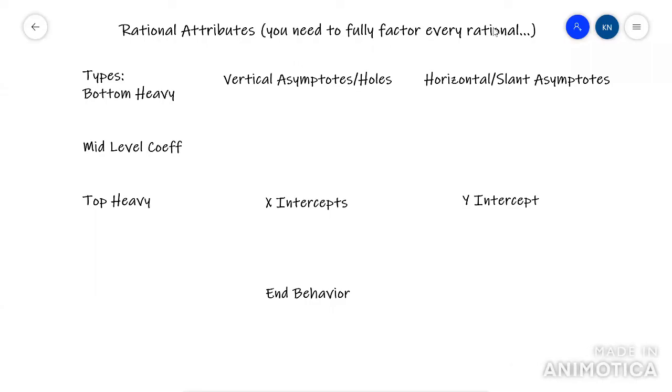Okay, this video is going to go over the main attributes of rational functions that you need to know going into it before you even try a rational. So let's just go ahead and get started. There's three different types of rationals.